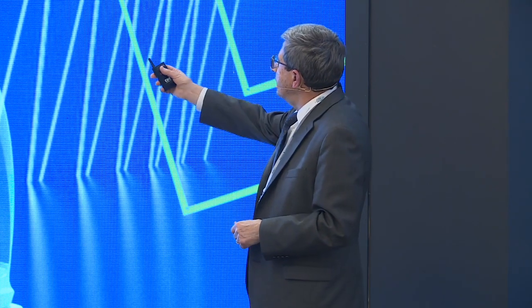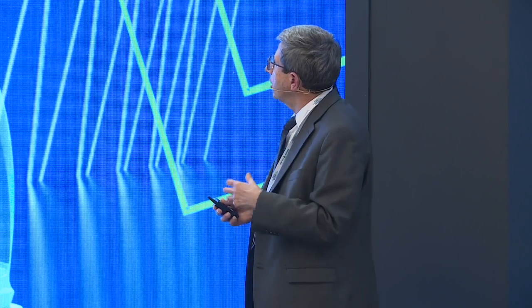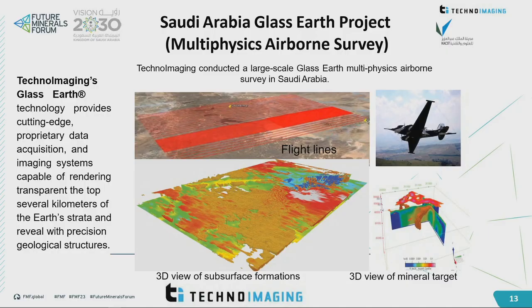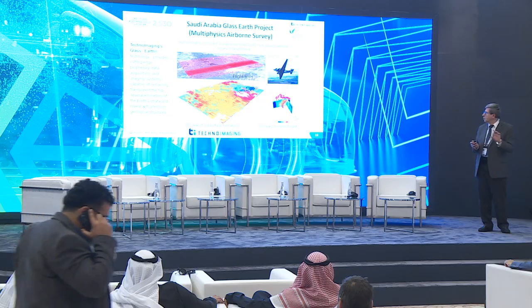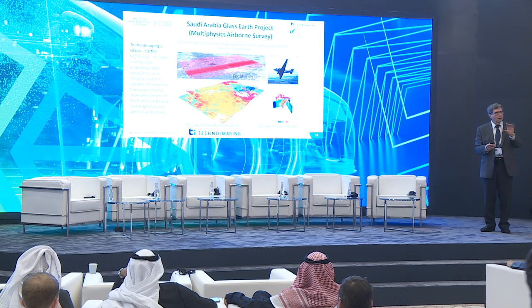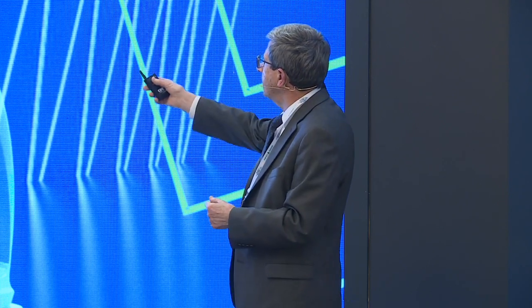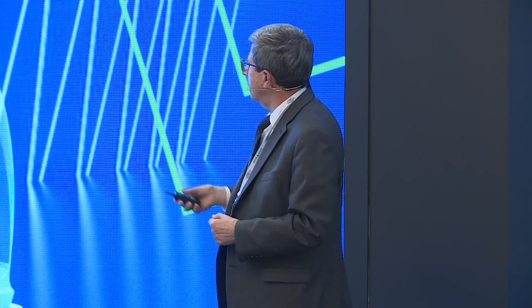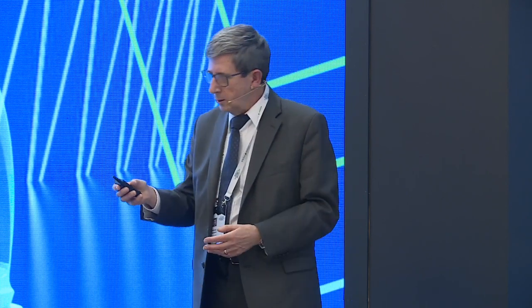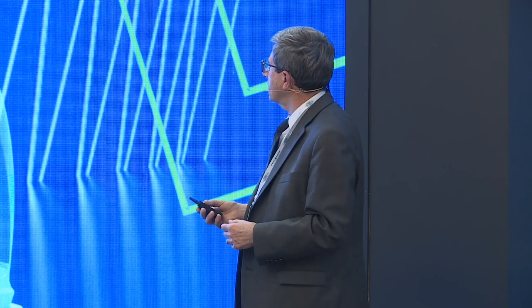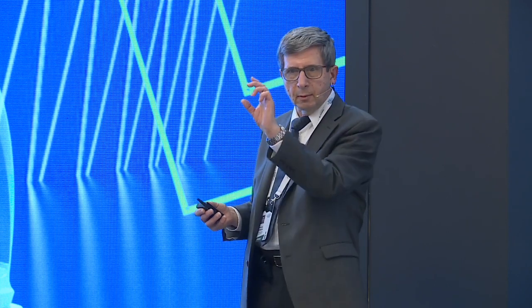Now, what we did, we developed at Technoimaging what we call Glass Earth technology, which provides proprietary data acquisition and imaging systems, which make it possible to make the earth transparent. It's a metaphorical glass earth. Glass means transparent like glass. And so then we can see what is inside. Here is an example of a 3D view of subsurface formations produced from the data collected by the plane. This is a huge model, with a horizontal size of 8,000 square kilometers and a depth of roughly 1 kilometer.